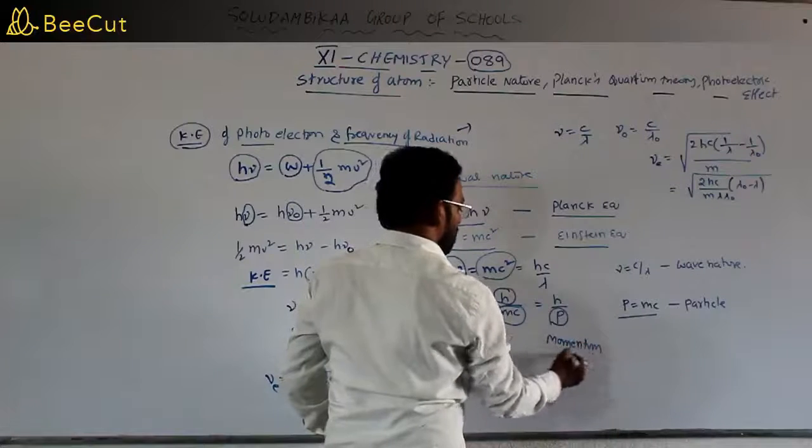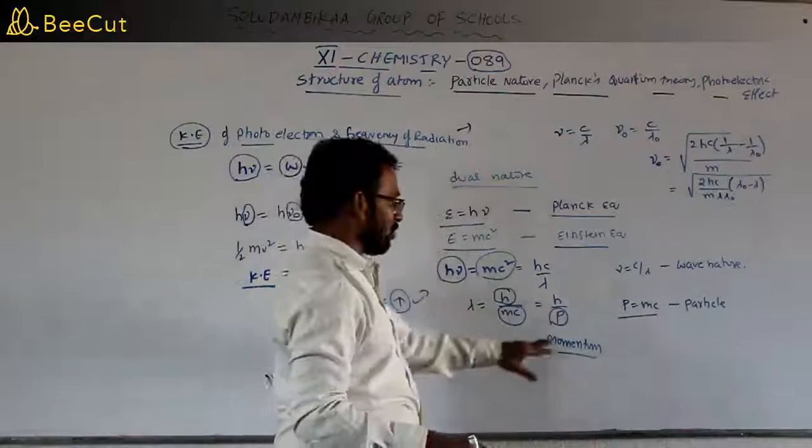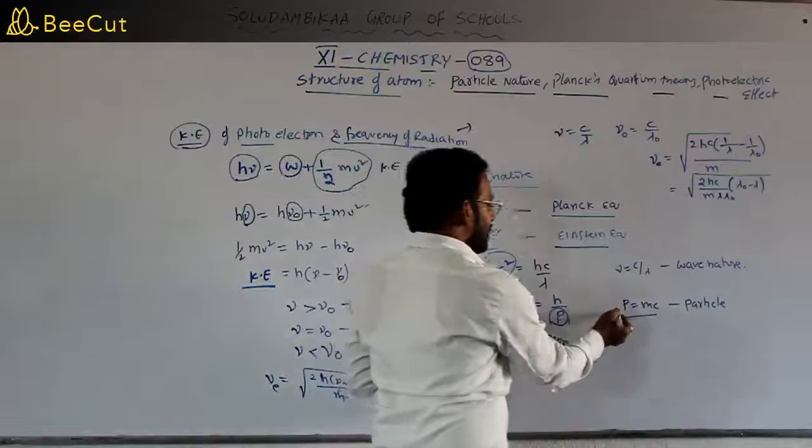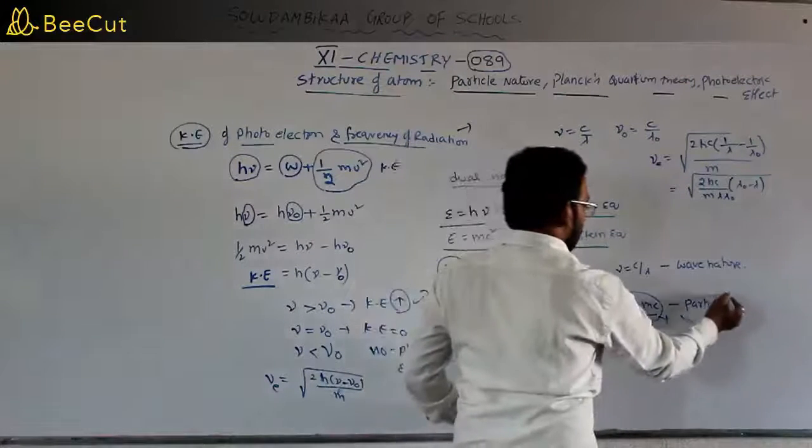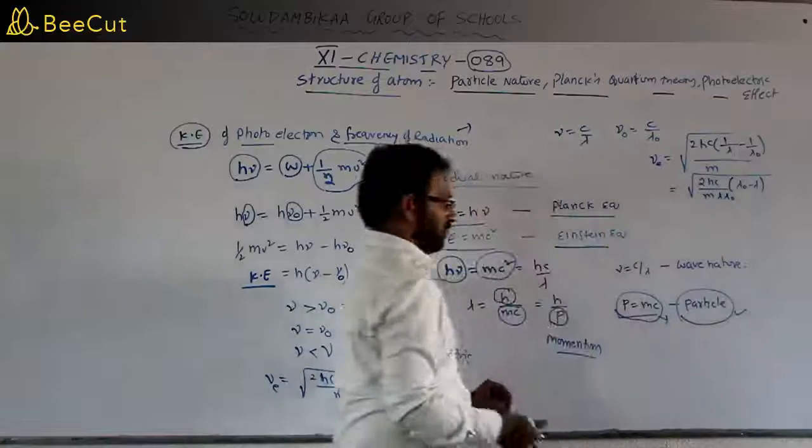Momentum is nothing but mass into velocity. So that is called momentum. So p is equal to mc, that is the momentum of the electron. It means it explains the particle nature.